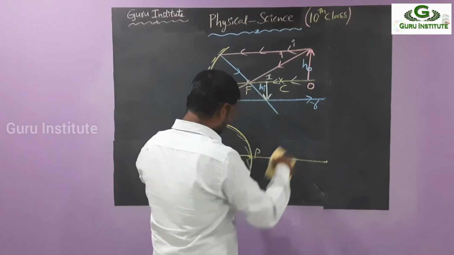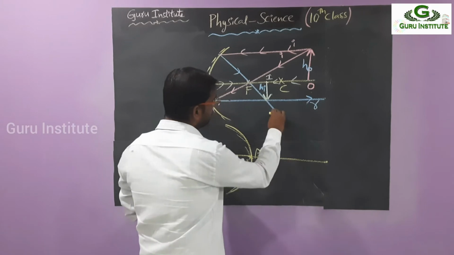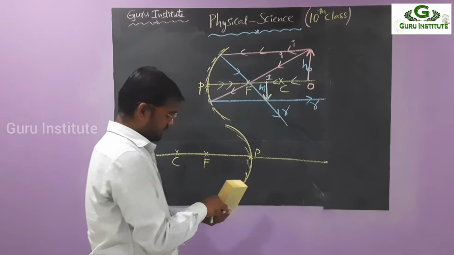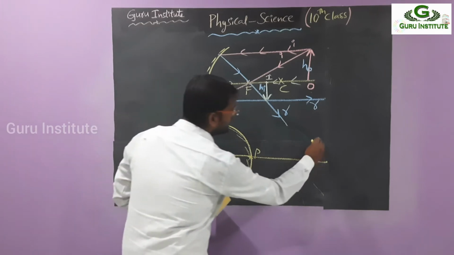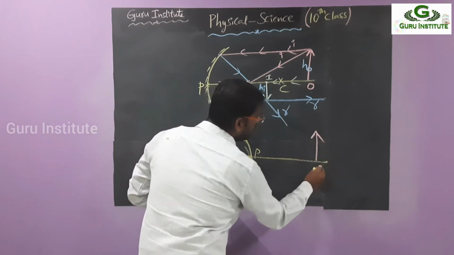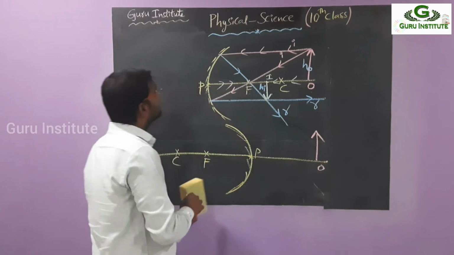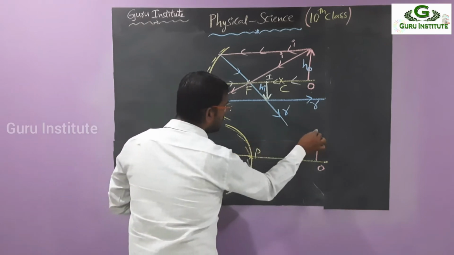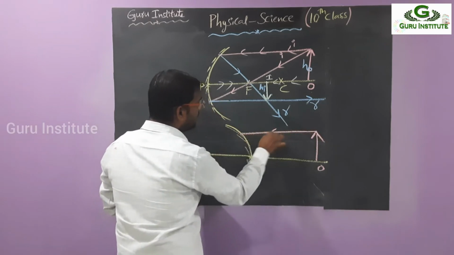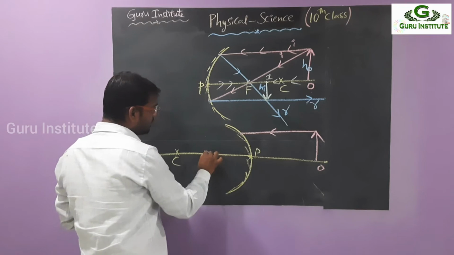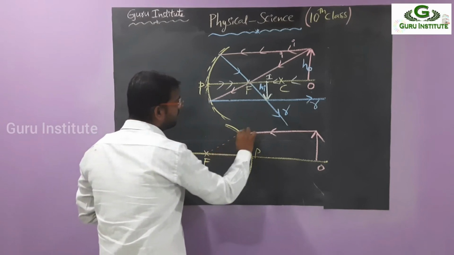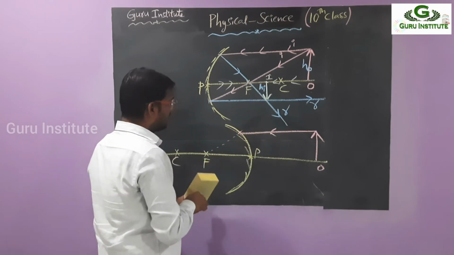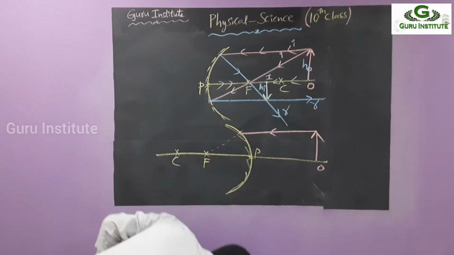Now we have to take an object for our understanding. We take the object the same way. That is O. What is the first ray? Parallel to the principal axis. I am taking the ray parallel to the principal axis. What is the next one? Passing through the focus. Passing through the focus means this one only, na? We are drawing the reflected ray passing through the focus, right?